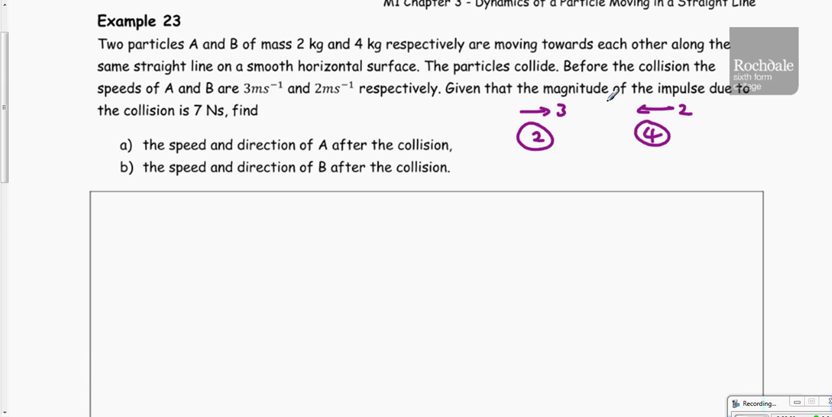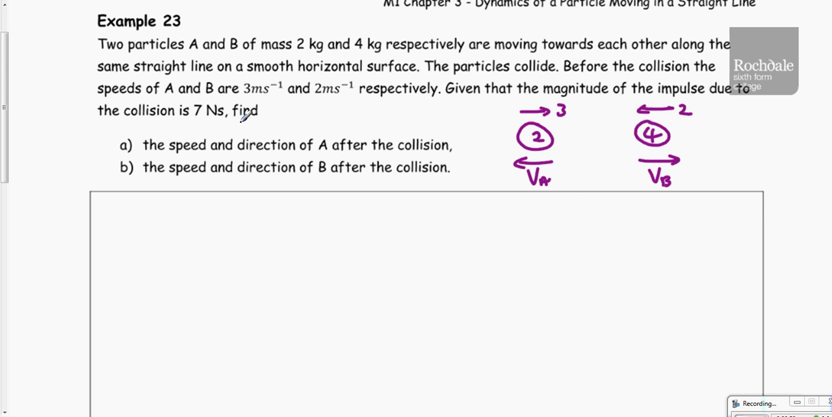And then afterwards, we're going to have to find the speed and direction of A and the speed and direction of B after the collision. Presuming that they bang into each other, let's assume they bounce off and go in opposite directions. If that assumption works out to be false, one of these will have the opposite sign to what we're expecting it to have. But I'm going to assume that these two particles come along and collide and then bounce off in different directions.